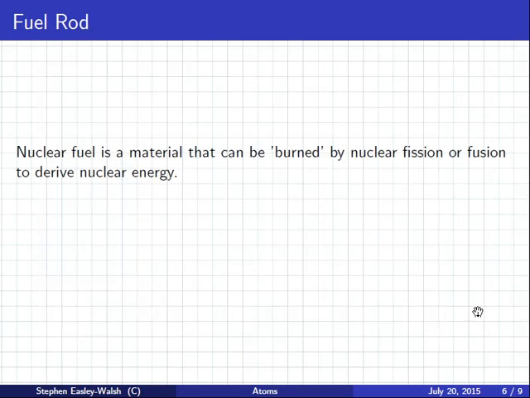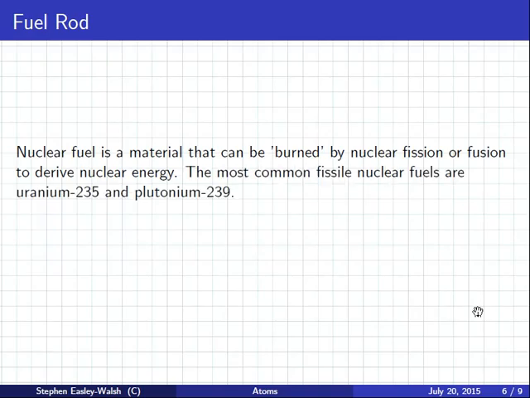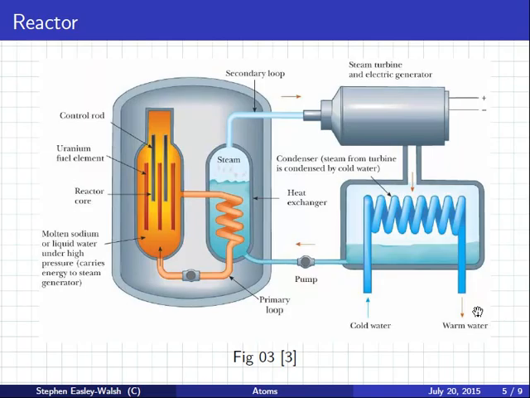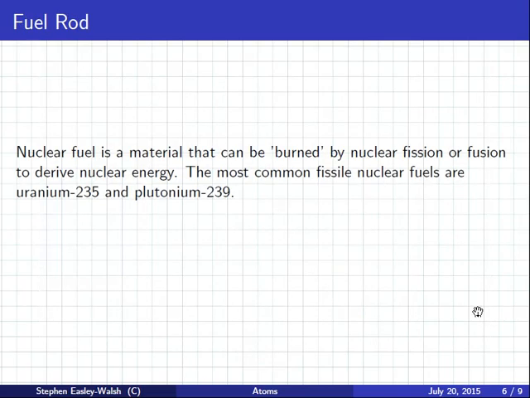Now, nuclear fuel is a material that can be burned by fission or fusion to get nuclear energy. The most common fuels are uranium-235 and plutonium-239. So in your power plant, they use uranium-235 or plutonium-239.